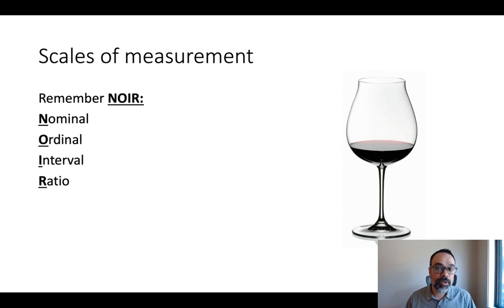So I'm going to talk about 4 scales of measurement. If you're trying to remember this later on, a little mnemonic you can think of is noir, N-O-I-R, like in Pinot Noir or film noir if you're into that, the French word for black. So the 4 terms are nominal, ordinal, interval, and ratio, N-O-I-R. And I'm going to get into what each of these 4 means next.